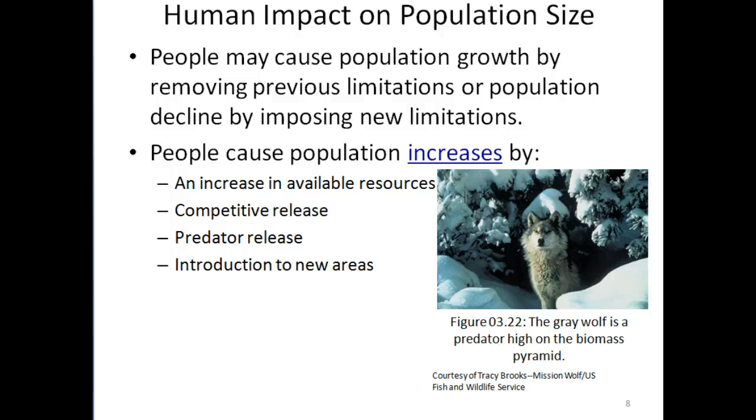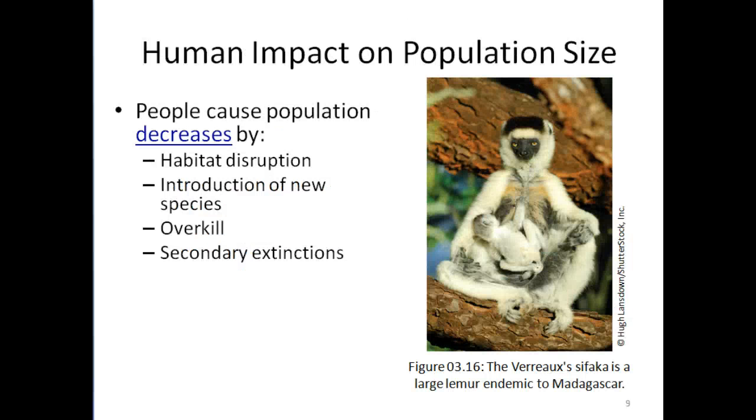One of the biggest populations to impact others is us. People can cause population growth by removing previous limitations in an environment or ecosystem, or population decline by imposing new limitations. People cause population increases by providing an increase in available resources, by providing competitive release, predator release, and introduction of species into new areas. People cause population decreases through habitat disruption, introduction of new species, overkill, and secondary extinctions.